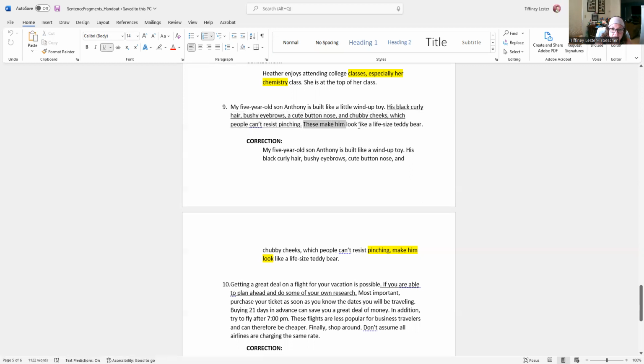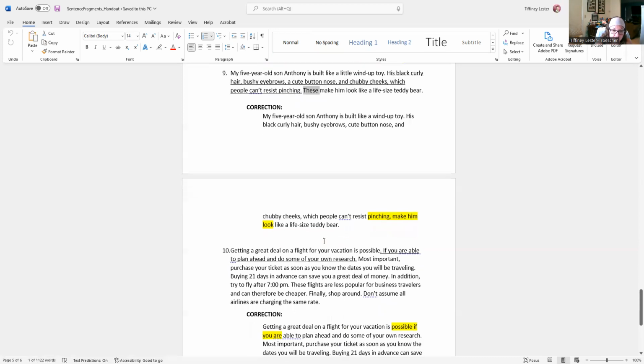Now we know we need to start off with some type of subject moving into this final sentence, so we use the pronoun these. But if we are going to use this list correctly and attach it to the idea it goes with, then we no longer need that pronoun to begin this sentence. So my 5-year-old son, Anthony, is built like a wind-up toy. His black curly hair, bushy eyebrows, cute button nose, and chubby cheeks, which people can't resist pinching, make him look like a life-size teddy bear. Gotta be very careful looking for these errors.